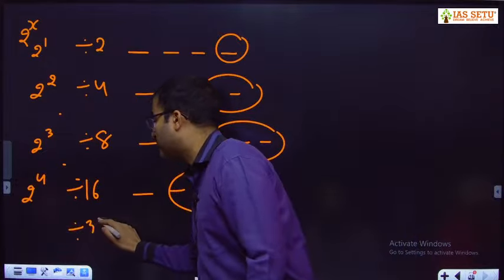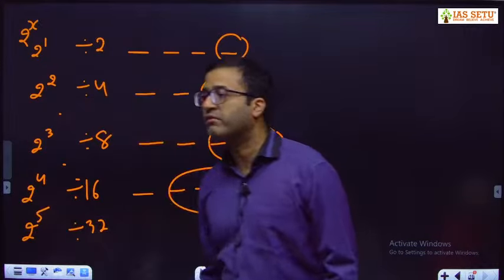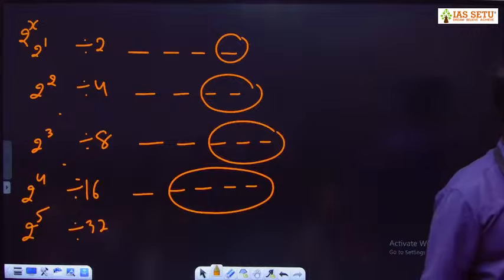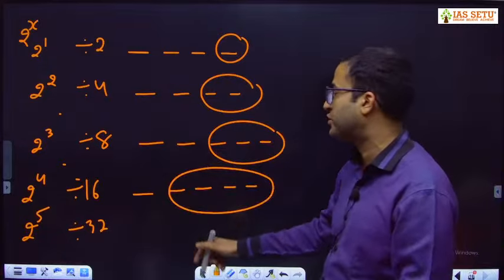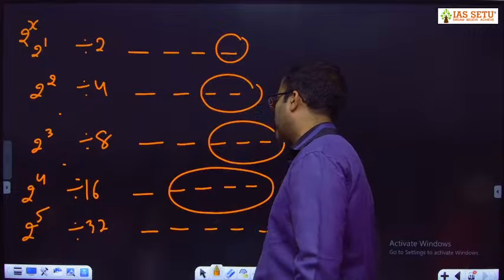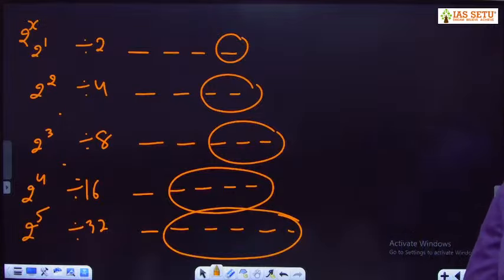32, you can check divisibility of 32 also, but 32 is 2 to the power 5. So to check divisibility of 32, you have to check the last 5 digits. So the last 5 digits are sufficient to check divisibility of 32. Now I ask you a UPSC CSAT level question based on this concept.